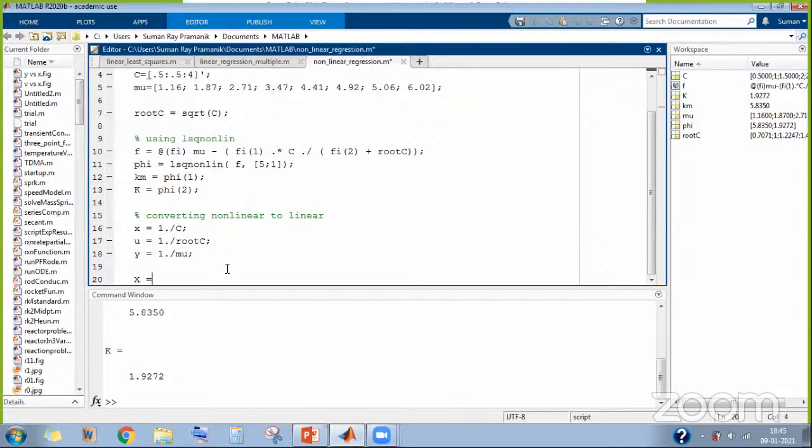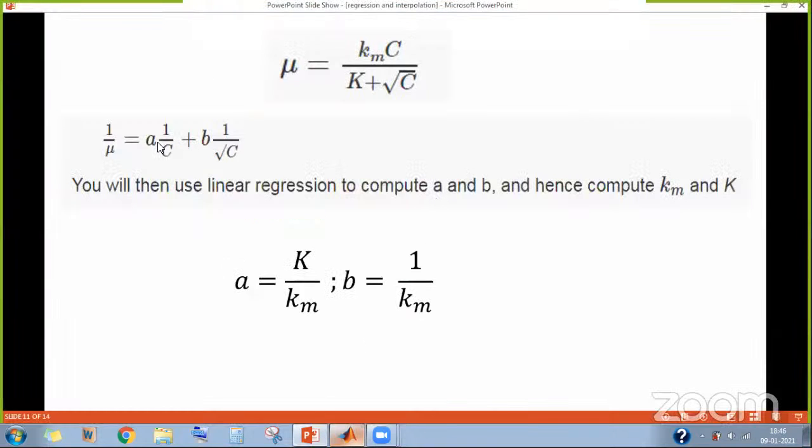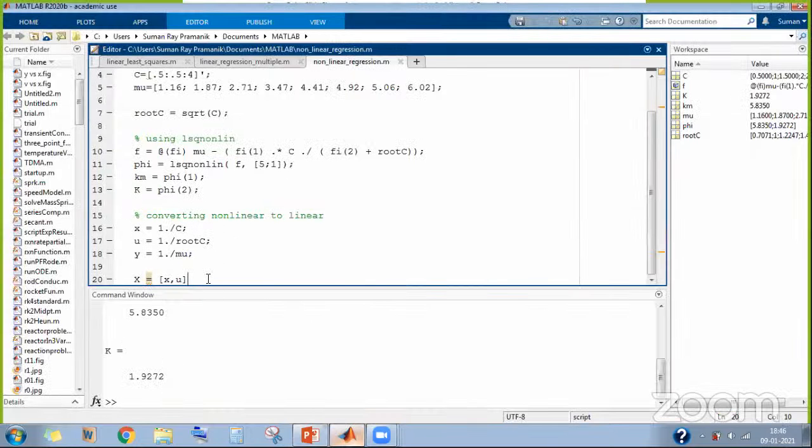Okay. So now in the capital X vector, we will only have x and u, because these are the things associated with the constants, the constant coefficients, isn't it? Like with A, we have 1 by C, which we have said to be x. So we'll have to provide the values of the x vector. And for the second column, associated with the coefficient at B, that is 1 by root C, which we have said to be u. So we'll have to provide these values into the capital X form.